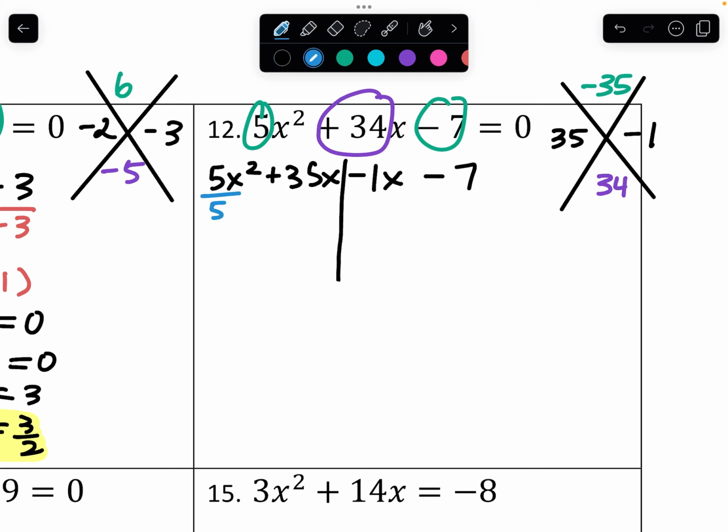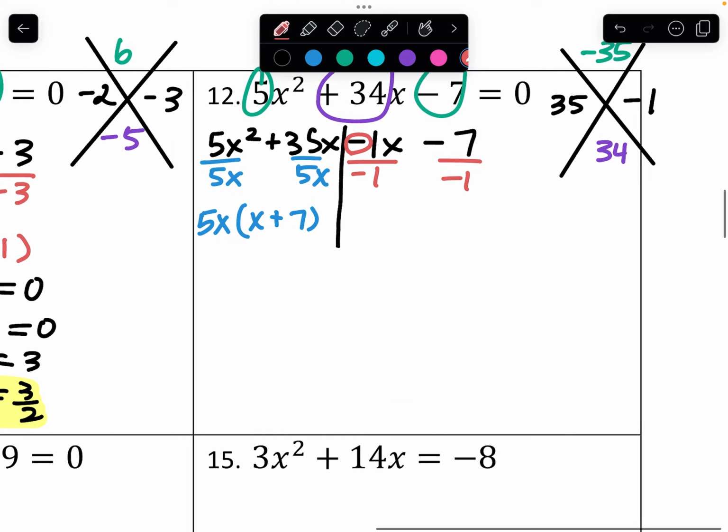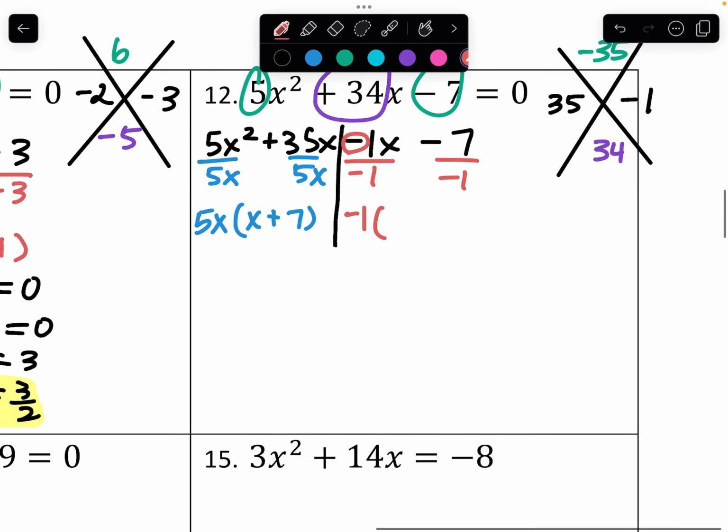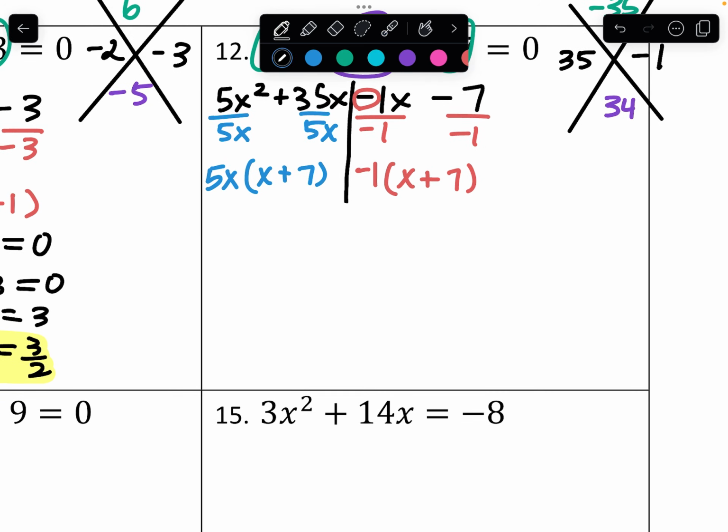Out of the first pair, we can divide by 5x, leaving x plus 7. Out of the second pair, we know we're dividing by a negative, and then the only other thing we can divide by is 1. So negative 1, leaving an x plus 7, because negative 7 divided by a negative 1 would be positive. And so x plus 7 matches, that's one of our factors, and then 5x minus 1 is the other factor.